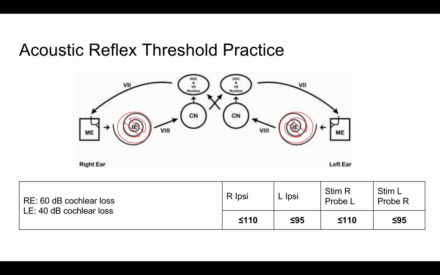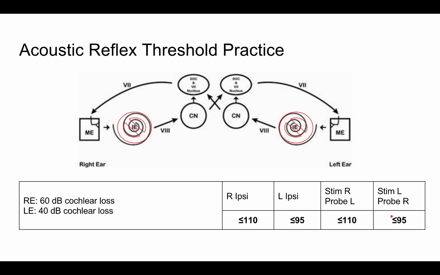Okay, now we've got just bilateral cochlear hearing loss, so very, very common. It's slightly asymmetrical. We've got a 60 dB loss in the right ear, a 40 dB loss in the left ear, and I've got my little band symbols over the cochlea to indicate that that's where our pathology is.